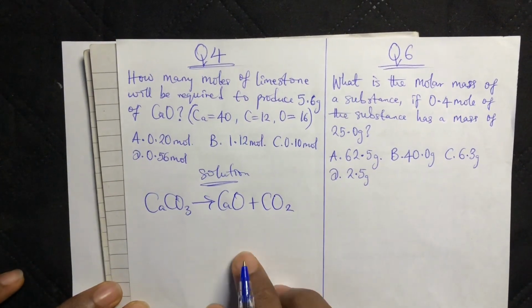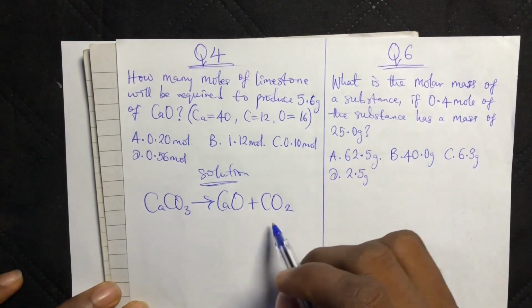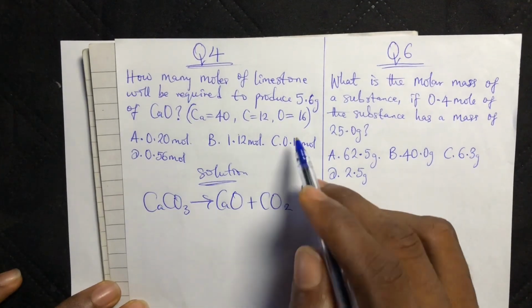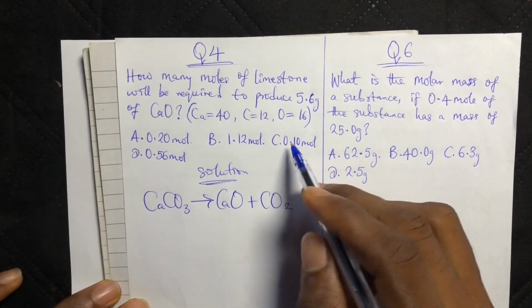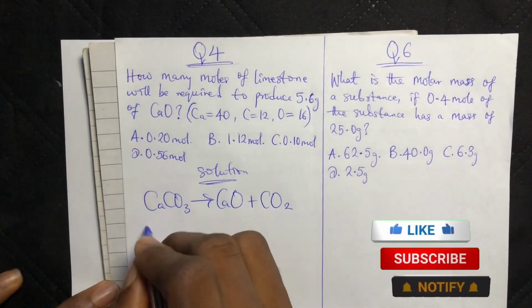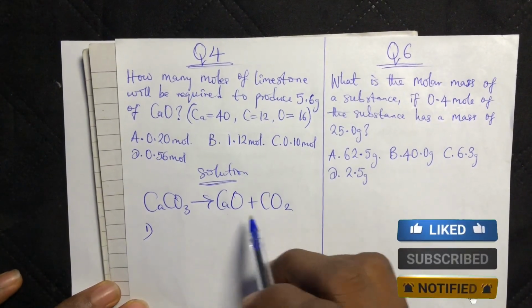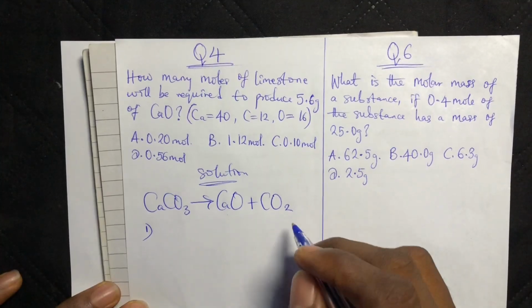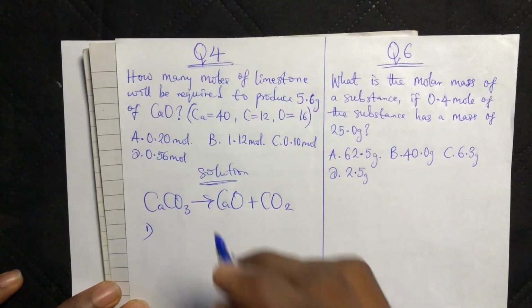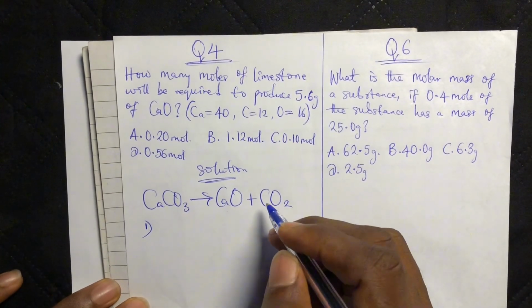This is the chemical equation that leads to this question, and this is what we are going to use to solve this particular question. All right, now number one, what is the molar mass of calcium oxide? That is what you are going to take note of. The molar mass of calcium oxide is what?